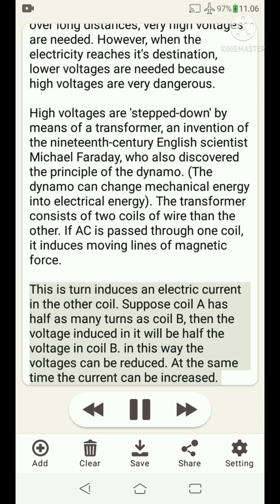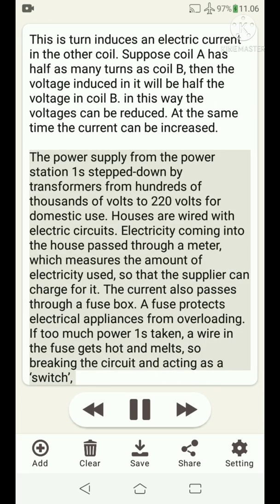Suppose coil A has half as many turns as coil B, then the voltage induced in it will be half the voltage in coil B. In this way the voltages can be reduced. At the same time the current can be increased. The power supply from the power station is stepped down by transformers from hundreds of thousands of volts to 220 volts for domestic use. Houses are wired with electric circuits.